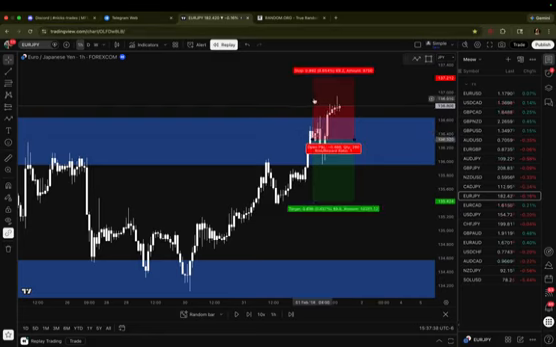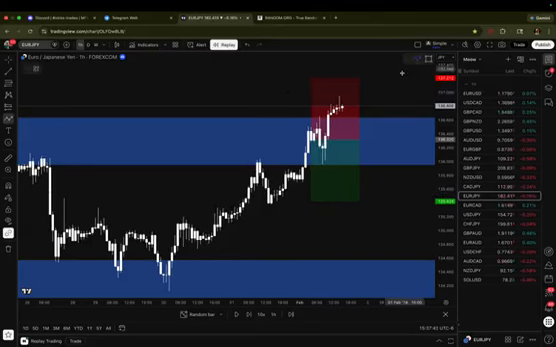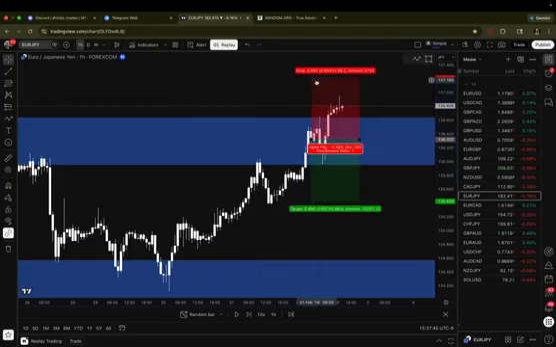You can use the 4 hour, the 2 hour, the 1 hour, whatever you want. What I'm trying to see is that price is just not getting into the zone and instantly rocketing above it. That's what's most important to me.